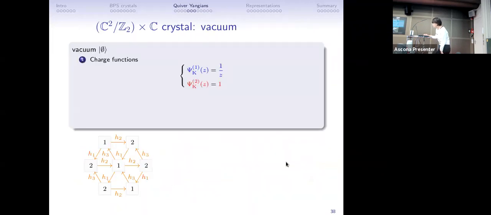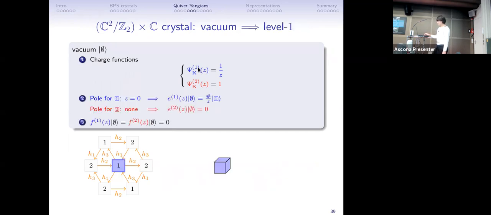So let me just show you roughly how it goes. It starts from the vacuum. The vacuum will contribute to the chart function. We choose the crystal that will start from color A, sorry, color 1. So it contributes to the chart function, the 1.